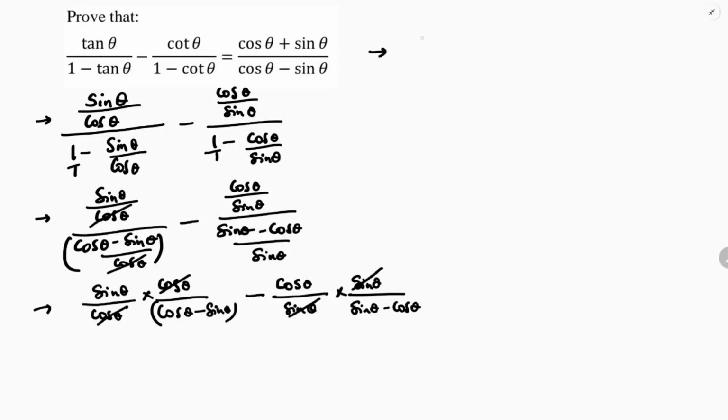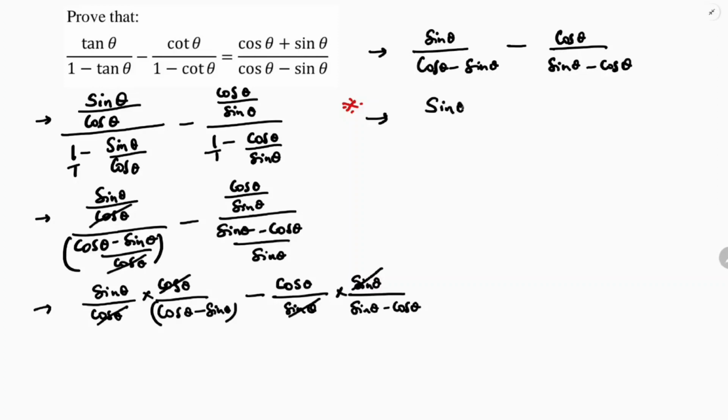So the next step is, what is left is sin theta by cos minus sin, minus cos theta by sin theta minus cos theta. See, this step is very important, because now see here LCM, here we have cos minus sin. So what I'll do, sin theta by cos theta minus sin theta, minus cos theta by this sin minus cos, I'll write as cos theta minus sin theta.